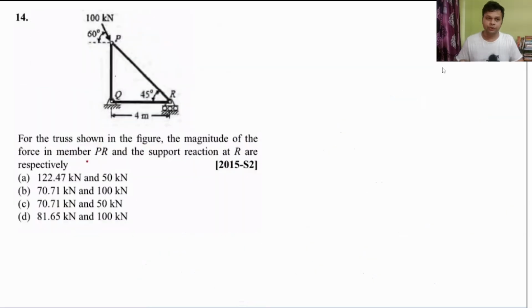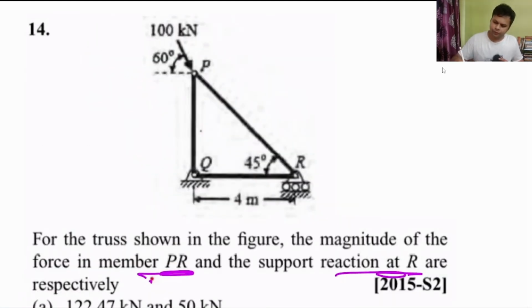Let us move on to the next question, question number 14. Again a very nice question, from trusses. For the truss shown in the figure, the magnitude of the force in member PR and the support reaction at R are respectively... So we need the force in member PR and the reaction at the support R. If you see R, it is a roller support, so it will have only one reaction, that is vertical, right? It will have only a vertical reaction at R.